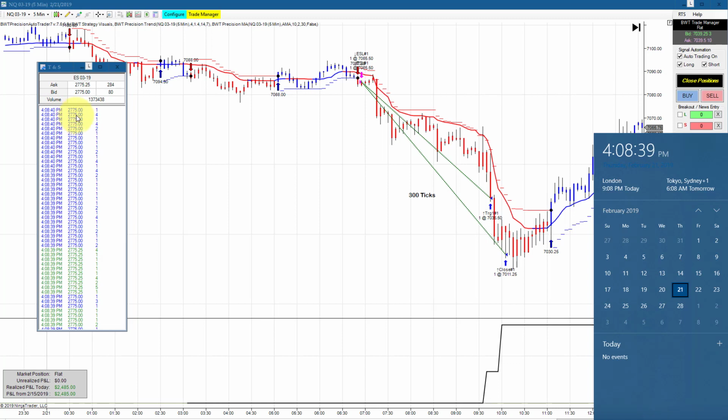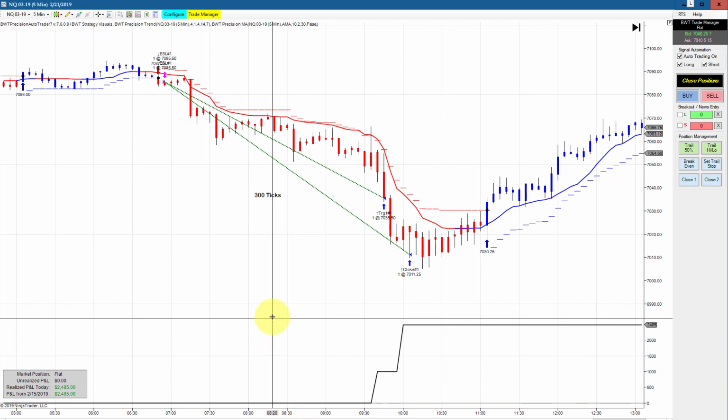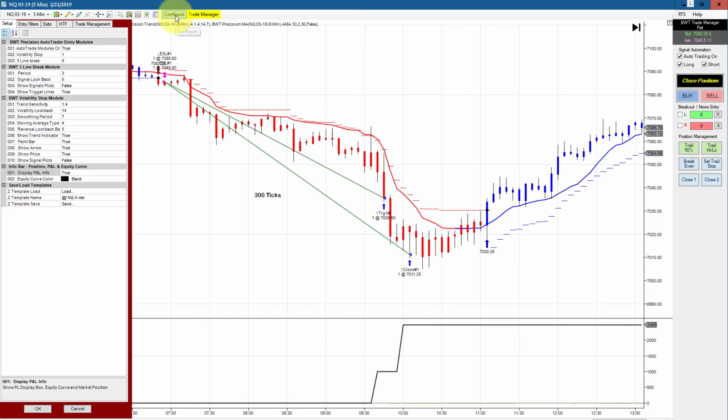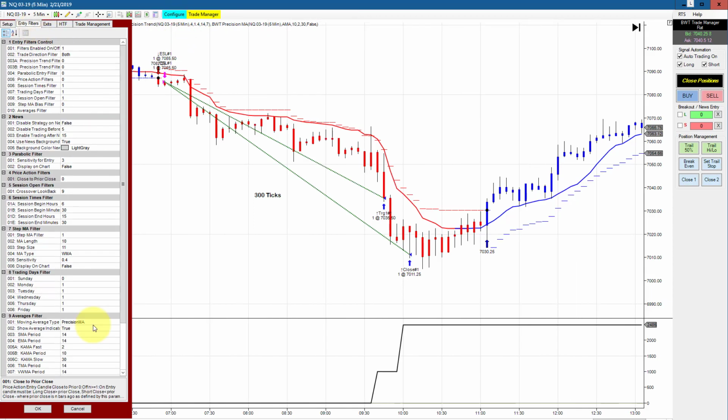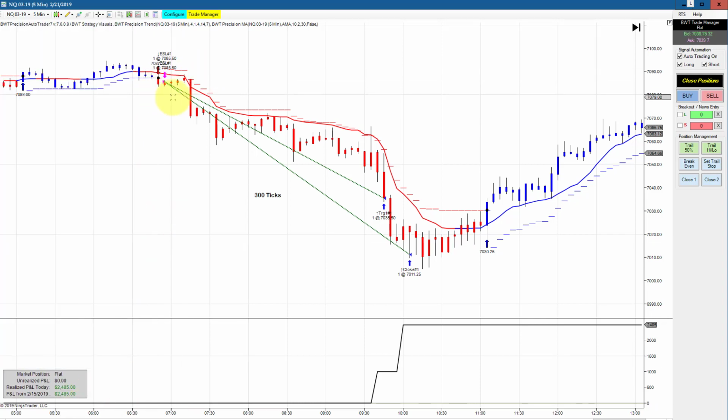The E-mini S&P is currently trading at 27.75. Okay, pretty interesting day today. First up is the Nasdaq on a 5-minute chart, and this is using our moving average filter. We have this set to 1 here, and we are using the adaptive moving average here. And you can see that on the chart, and this was quite a trade.